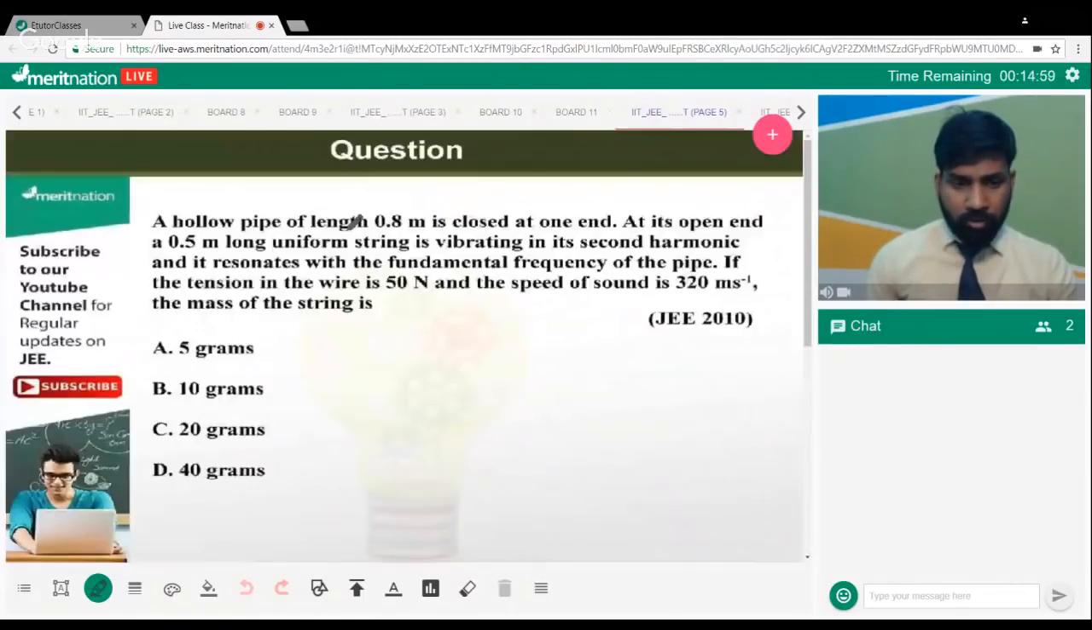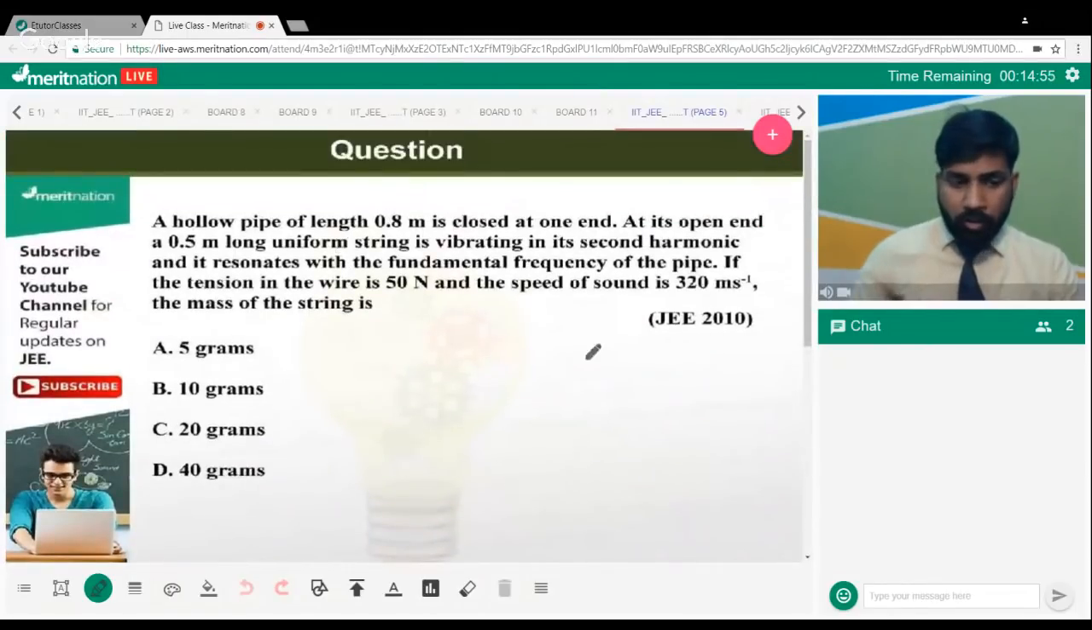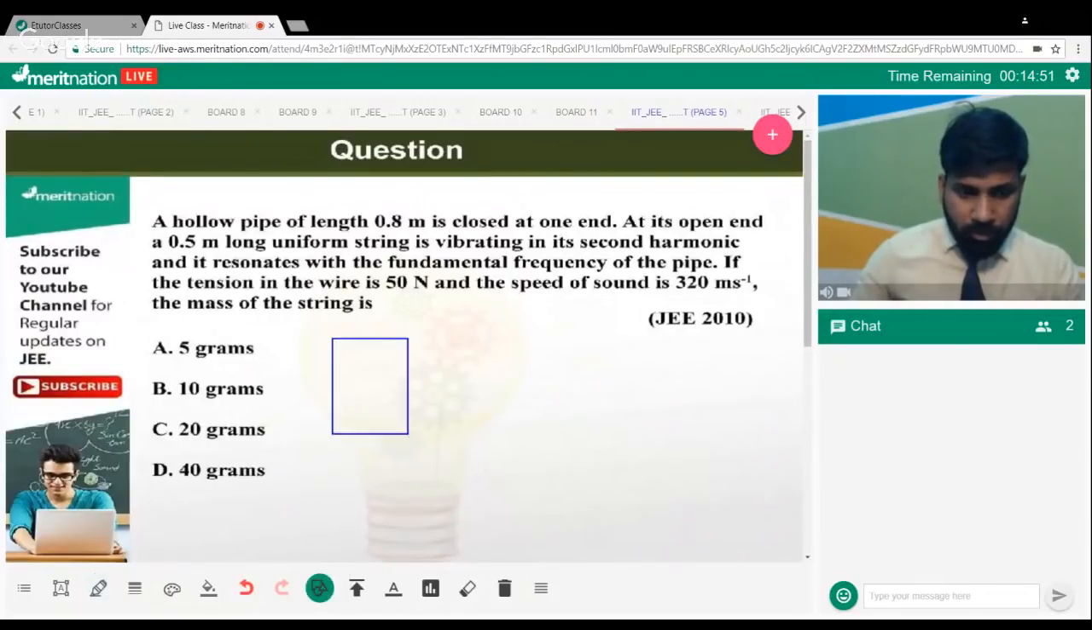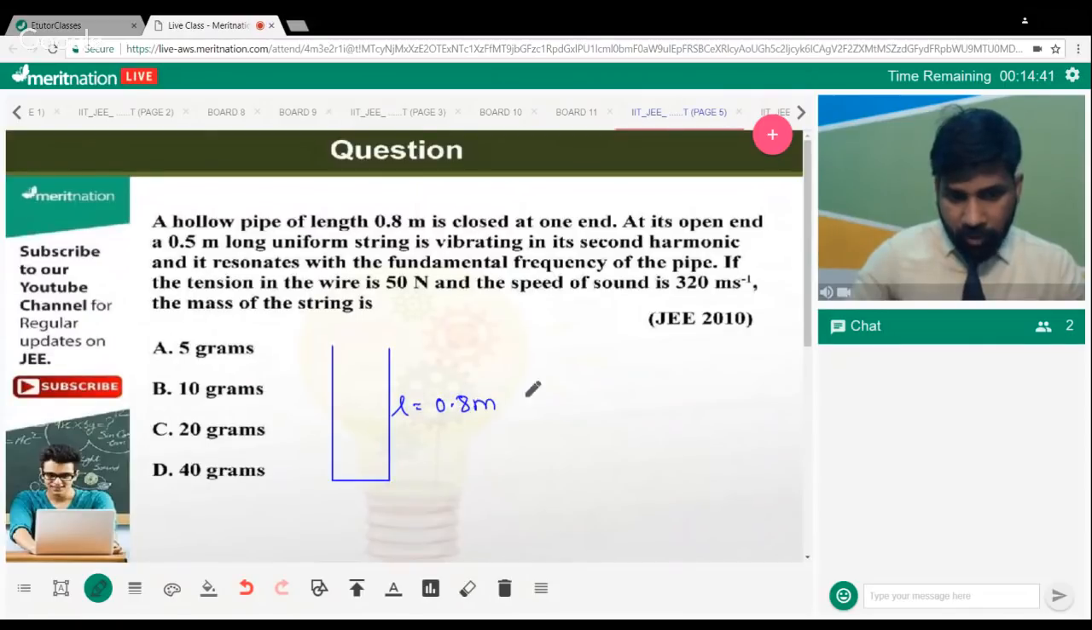You can see on your screen, this question is based on what? This question is based on a closed organ pipe. Suppose a hollow pipe of length 0.8 meter. So suppose this is our hollow pipe of length 0.8 meter, not 8 meter. It is closed at one end and open at the other end.